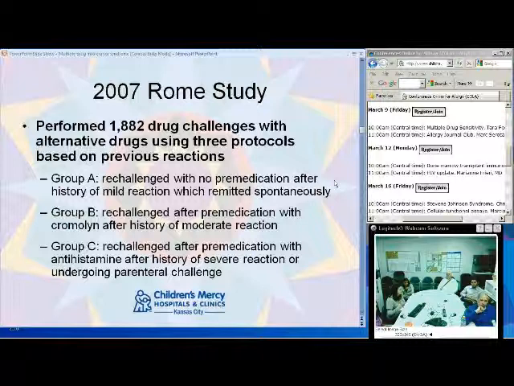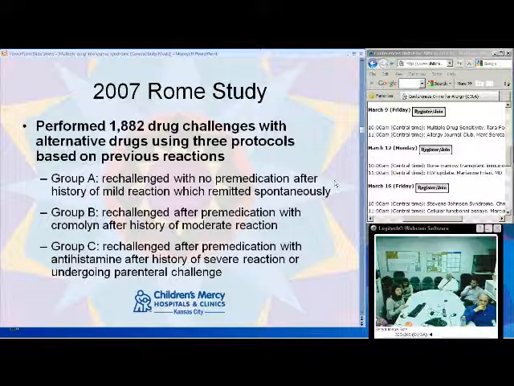And then they did have three groups. Ones that had mild reactions, they just re-challenged them. Ones with a moderate reaction, they premedicated with Cromolyn. Ones with a severe reaction, or if they were giving an IV challenge, they premedicated with antihistamines. Initially, when they did the challenge, they always did a placebo group. They give a placebo pill to see if they had reactions, and then they give the alternative drug: 1/10 of a dose, then 2/10, 3/10, and then 4/10. They observed them for 6 hours in the clinic to see if they had any immediate reactions, and then brought them back the next day to look for any late reactions.